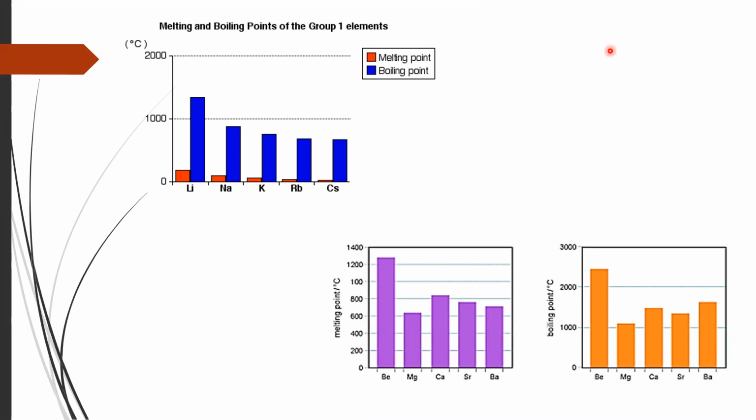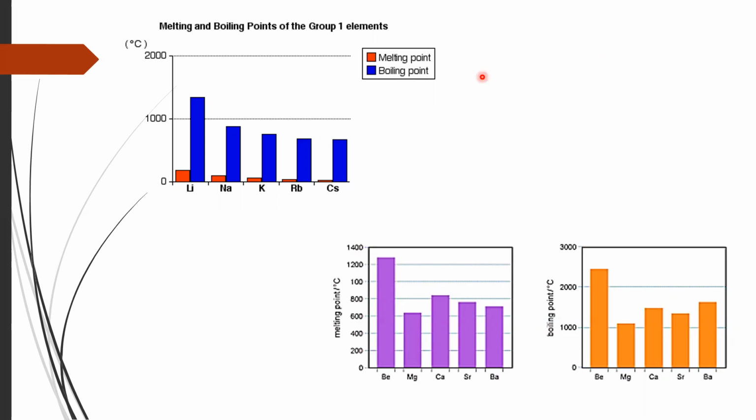Next characteristic properties that we are going to talk about are the melting and boiling points of group 1 and group 2 elements. Now what is melting point? The temperature at which a substance starts melting is known as its melting point, whereas the temperature at which the substance starts boiling, that means liquid to vapor, is known as the boiling point.